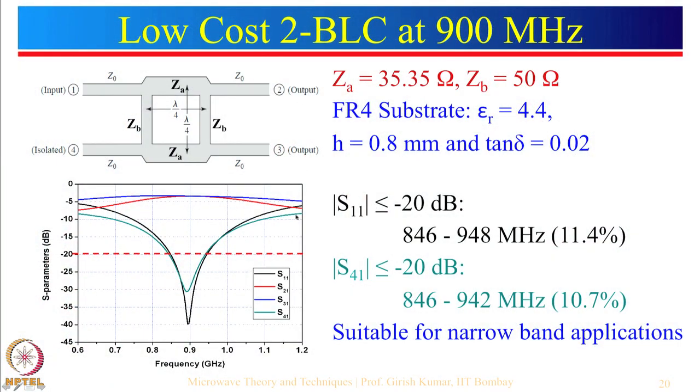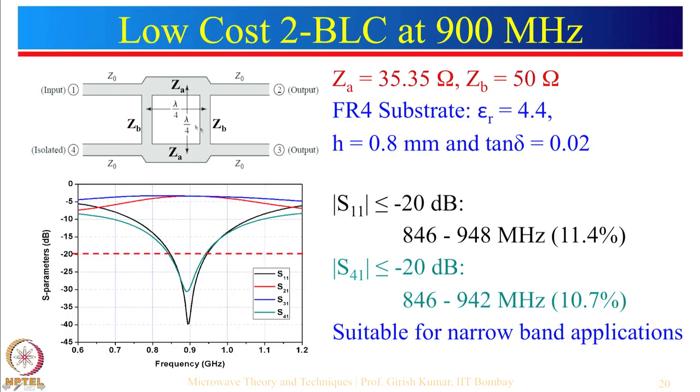You can see here these are the two curves, and at the design center frequency they are approximately the same, and instead of minus 3 dB these are close to minus 3.2 dB or so, which is not so bad. Now, let us see the S11 plot, which is shown in the black color, and this is the S41 plot, shown in this particular color over here. One can see that for S11 or S41 less than minus 20 dB, the bandwidth obtained is from 846 to 948 or 846 to 942, because we had designed at 900 megahertz.